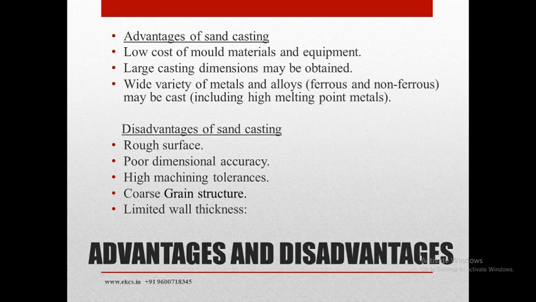Disadvantages of sand casting are a rough surface, because the internal surface of the mold cavity comprises the sand. So sand grains will have some irregularities in the surface, and it will lead to a rough surface in sand casting. Naturally this leads to poor dimensional accuracy and a requirement for high machining tolerances. The grain structure of the casting will be very coarse because of the nature of the solidification process. And there is a limitation in wall thickness, because if the wall is very thin, the metal cannot reach it or the solidification will be uneven.